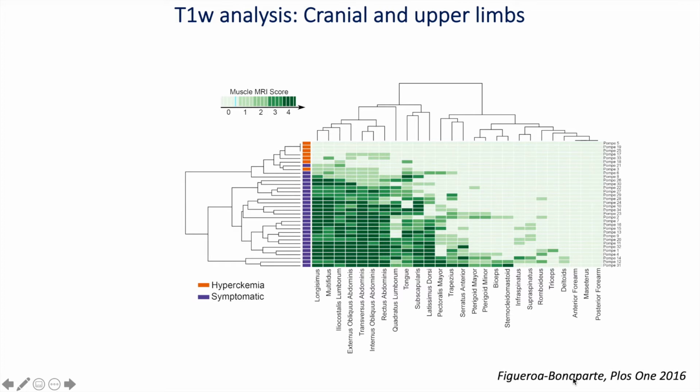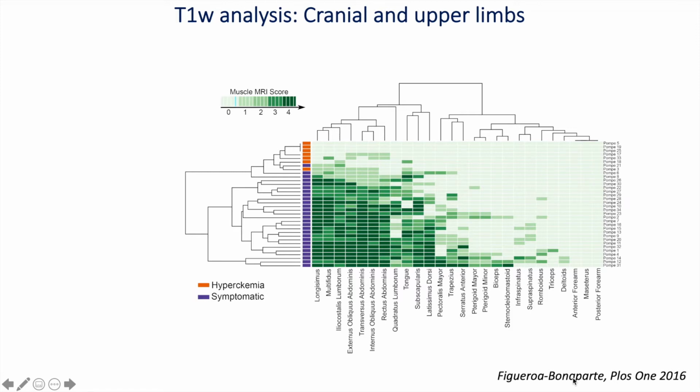these heat maps. Here what we are doing is to order the muscles from the more affected to the less affected. So you can see the Mercury score in these squares. Every square is one muscle and one patient. So you can see that the lighter the square is, the less affected it is. The darker the square is, the more replaced by fat it is.